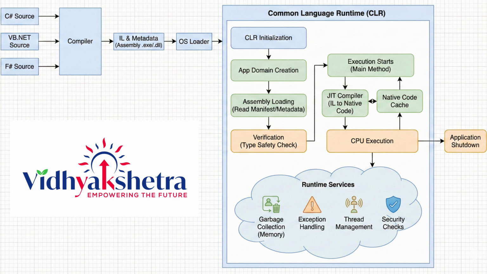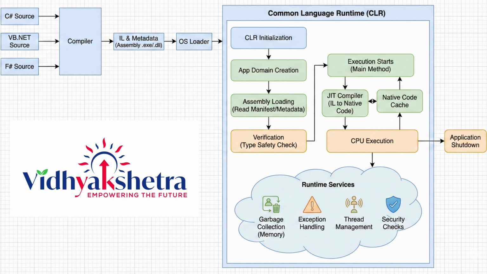The JIT compiler is a critical component of the CLR execution process. It converts IL instructions into native machine code that can be executed by the CPU. This compilation occurs method by method. Only the methods that are actually executed are compiled. This improves startup performance and reduces unnecessary compilation.